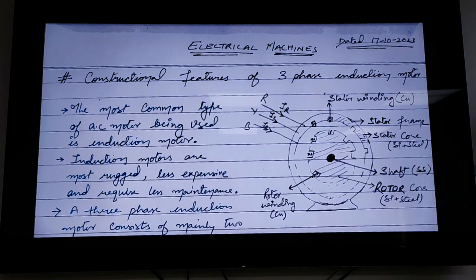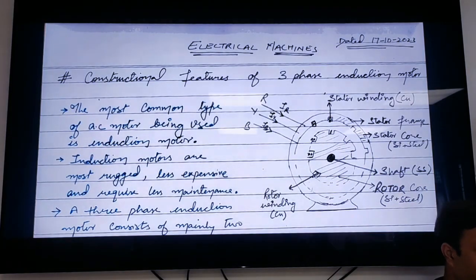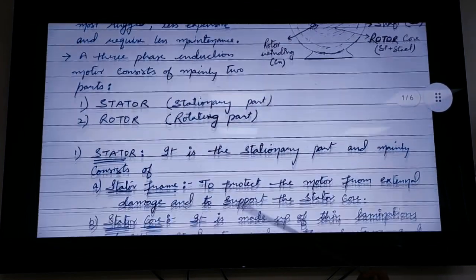Not just one hard piece, but stampings. The sheet is cut, then it is laminated, and then a bunch of those sheets are connected together to form the stator core. So these are the major parts of the stator. Then we'll come to the rotor. Now we'll move forward.